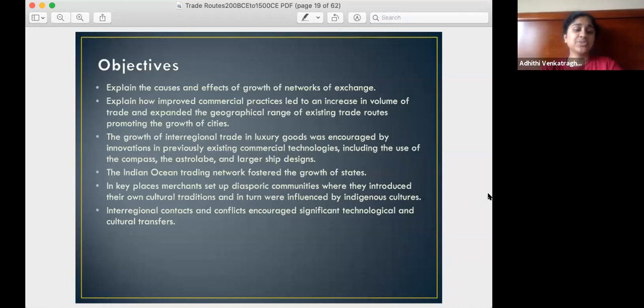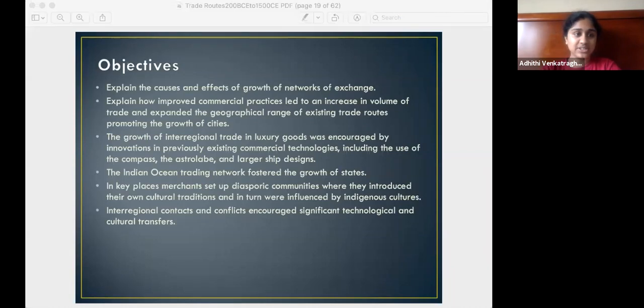The objectives here are to explain the causes and effects of growth of networks of exchange, and explain how improved commercial practices led to an increase in volume of trade and expanded the geographical range of existing trade routes, promoting the growth of cities. I'll just let you read the rest of those. Just take a minute to look at what this is going to be about.